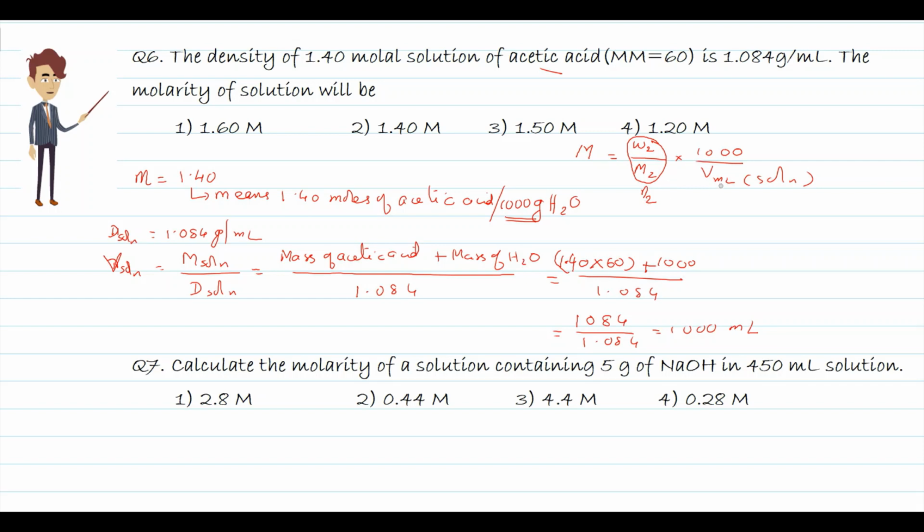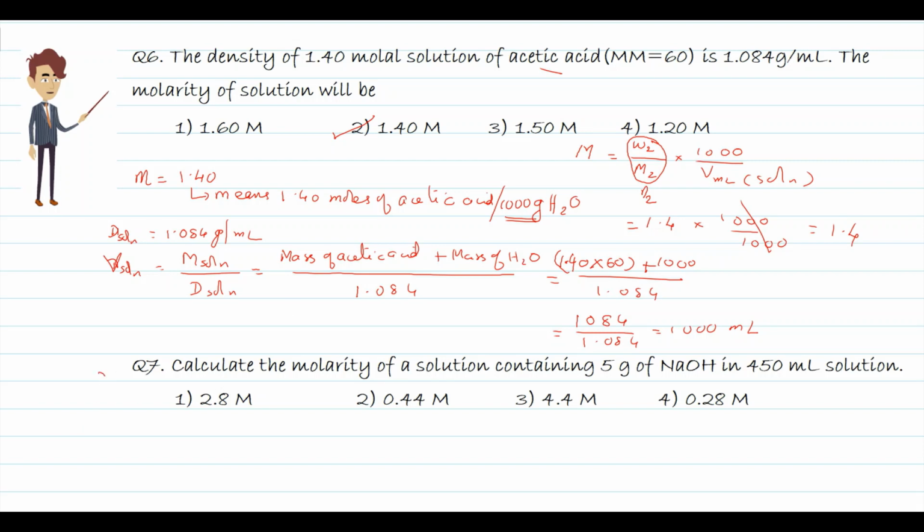Substituting the N2 value and volume of solution in the molarity equation, we get the answer. What is the N2 value? 1.4 into 1000 divided by 1000. This will cancel. Result is 1.4. So the correct option is the second option, 1.40.